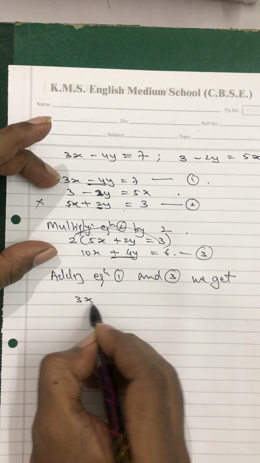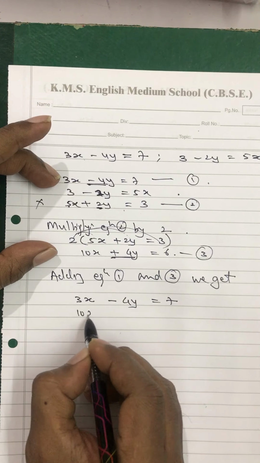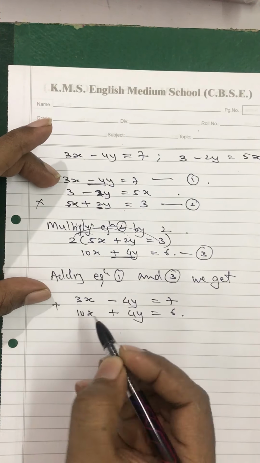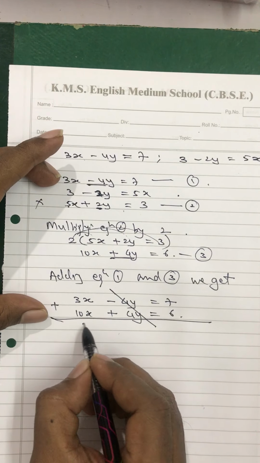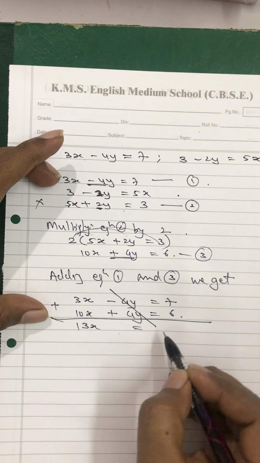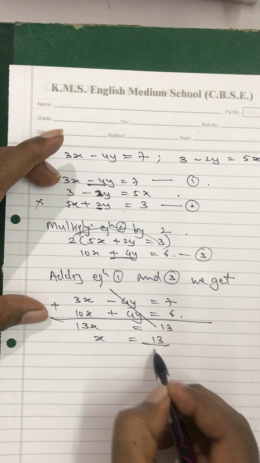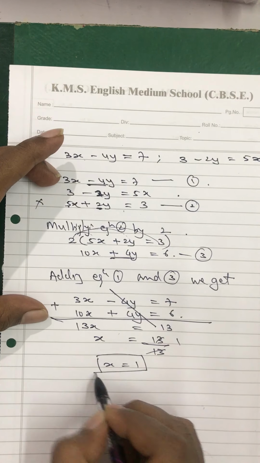What do we get? 3x minus 4y is equal to 7. 10x plus 4y is equal to 6. You are going to add the two equations, so no problem. Just cut. 10x plus 3x will give you 13x. 7 plus 6, 13. So you will get x is equal to 13 upon 13, 1. x is equal to 1.